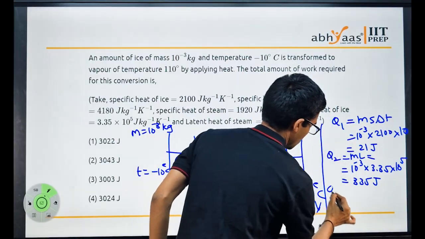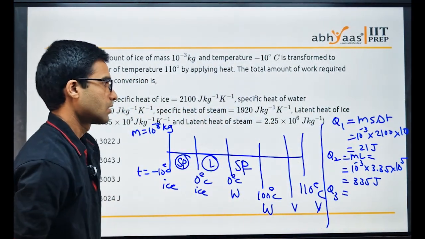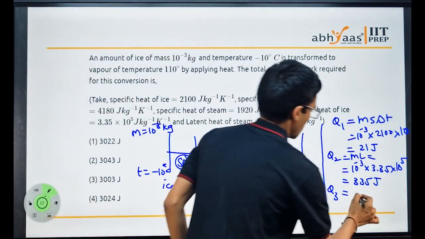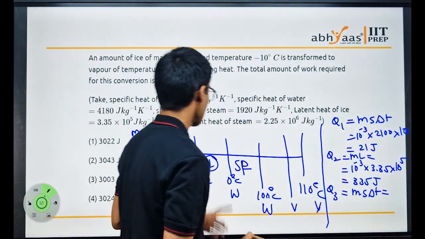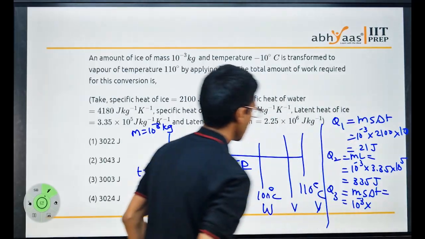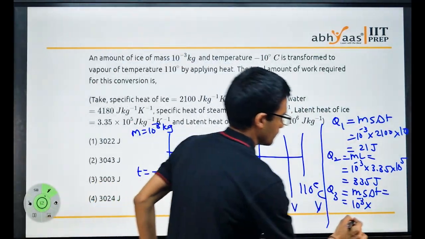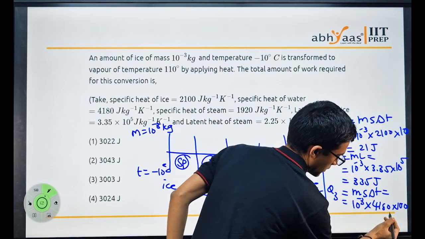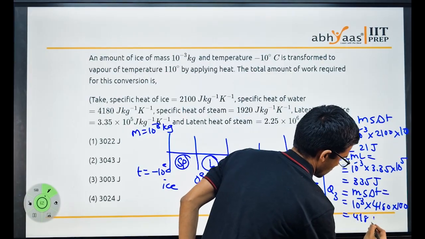Okay, next Q3. Latent heat is completed. Next, the water is increasing in temperature, which means specific heat, m s delta T. Again 10 power minus 3 into the specific heat of water, which he has given as 4180, into 100. So again you can see 2 zeros, 10 cube, 418 joules.